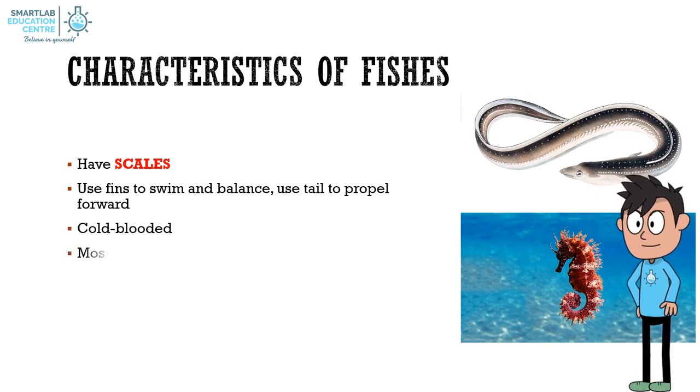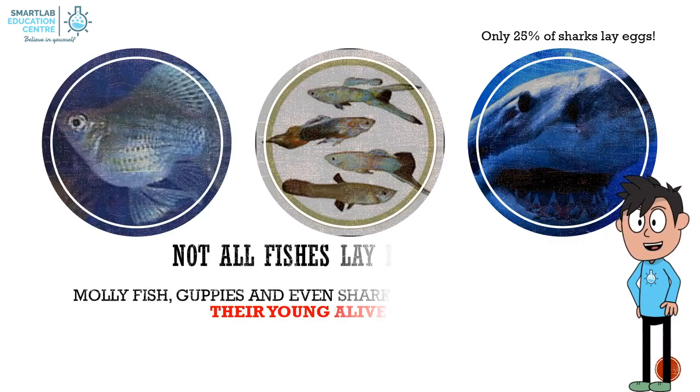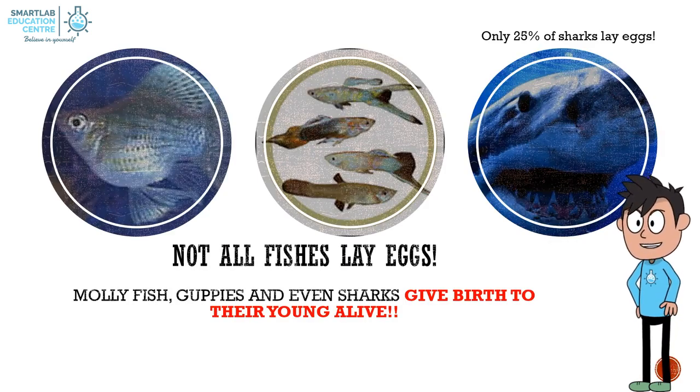Cold-blooded. Most fishes lay eggs. However, not all fishes lay eggs. Mollyfish, guppies, and even sharks give birth to their young alive.